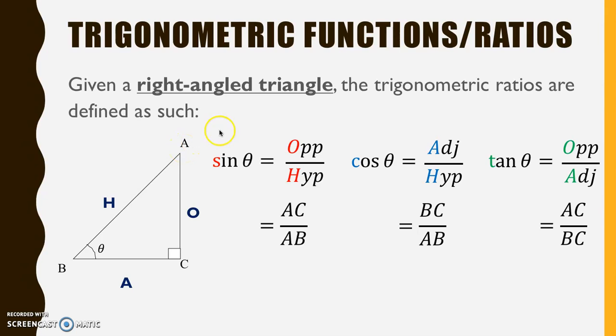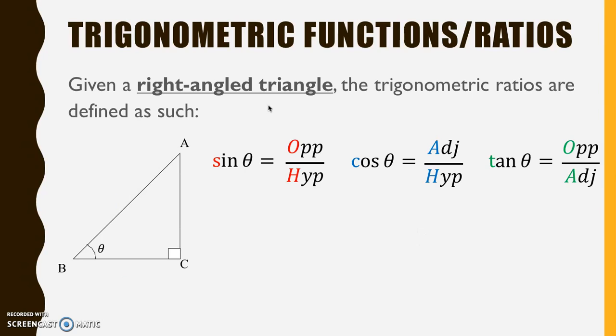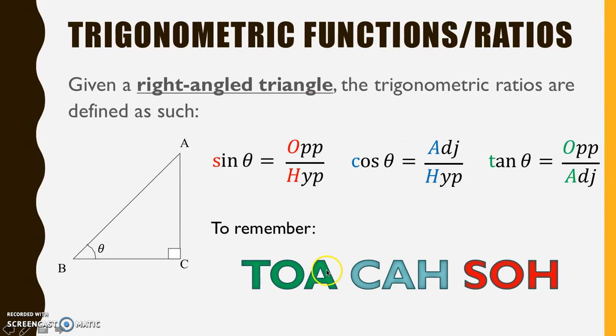So how do you remember these three ratios? I'll teach you a very easy way. Just remember this phrase, tua ka so. Tua ka so. Now, some of you who may know a bit of Hokkien might know that this means big leg auntie in Hokkien. So just remember tua ka so. Tangent is opposite over adjacent. Cosine is adjacent over hypotenuse. And sine is opposite over hypotenuse.